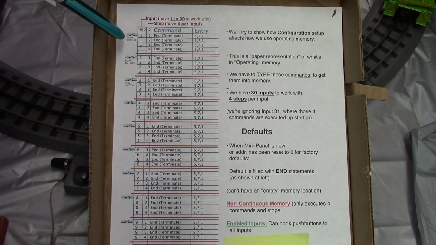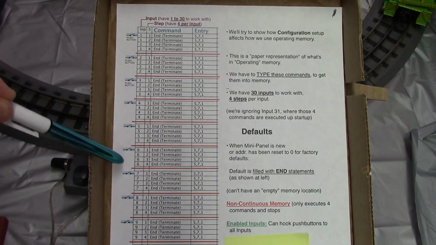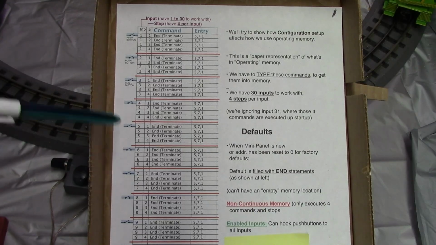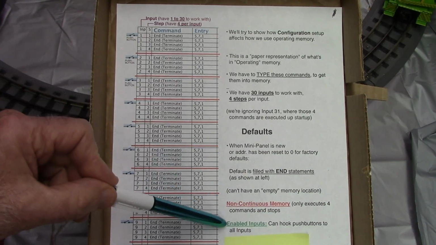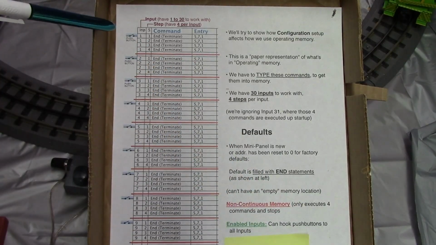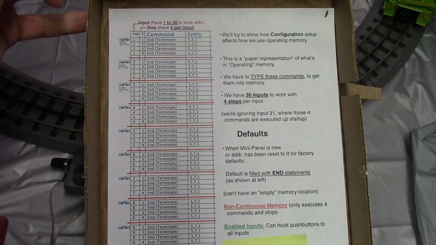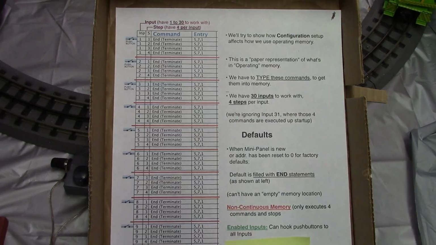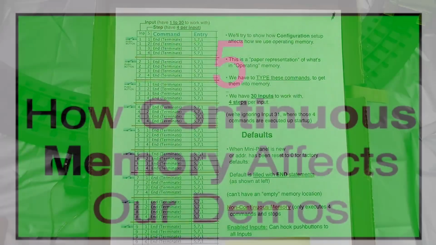So we could have push buttons hooked to each of these inputs and do up the 4 commands for each push button using the default settings. And all the inputs are enabled, which means we could hook push buttons to all inputs. As shown here, we've got push buttons on inputs 1 through 9. This could go all the way down through input 30 with the push buttons.